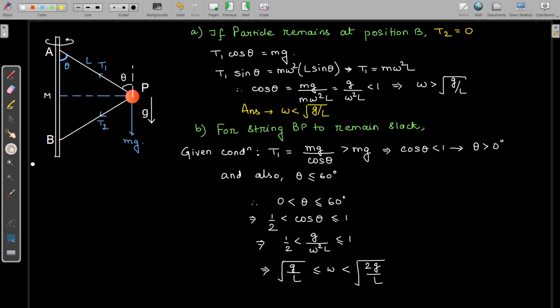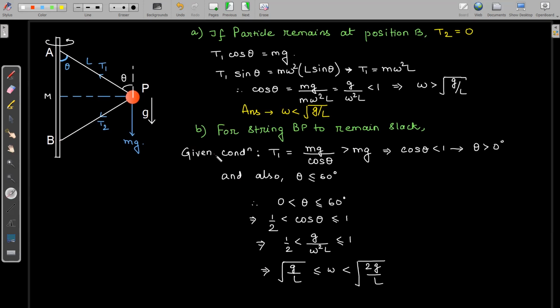Okay, so the second part is that the string BP has to remain slack, and one more condition is required, that the tension in this string should be greater than the weight of the particle, mg. So from the first expression, we had calculated T1 cos theta equal to mg. So T1 is mg by cos theta. We need the value of tension T1 to be greater than mg. So cos theta has to be less than 1, or theta has to be greater than 0, right?